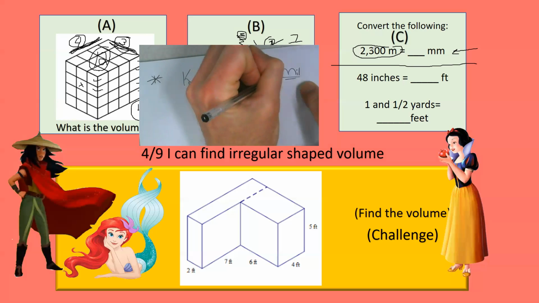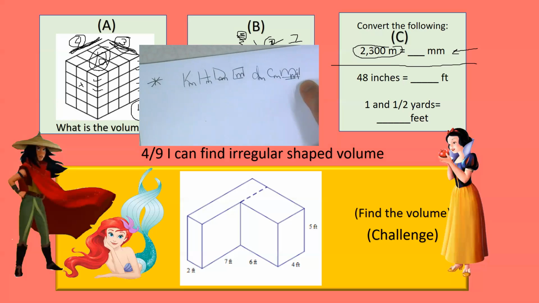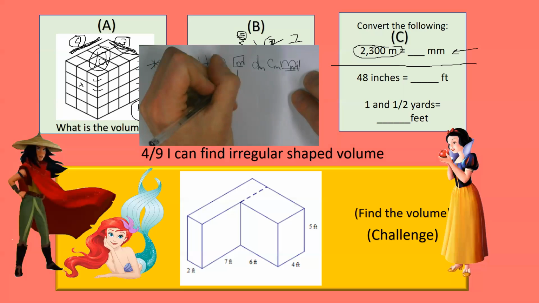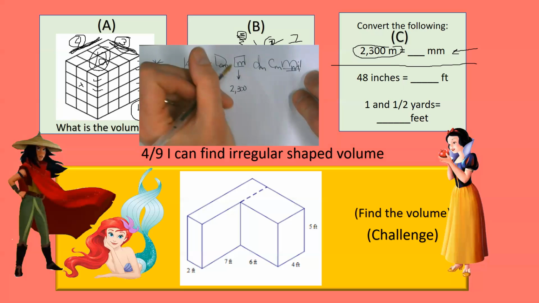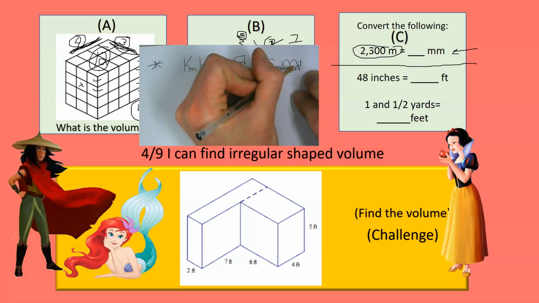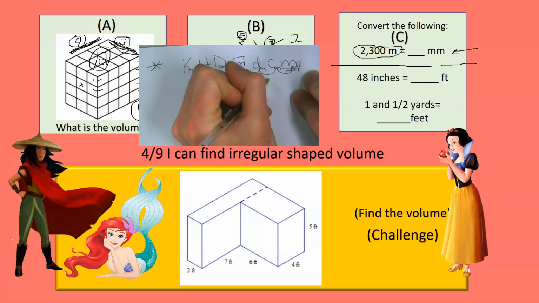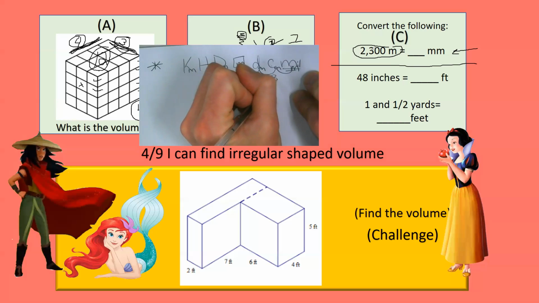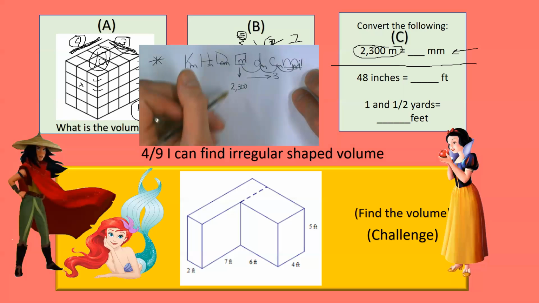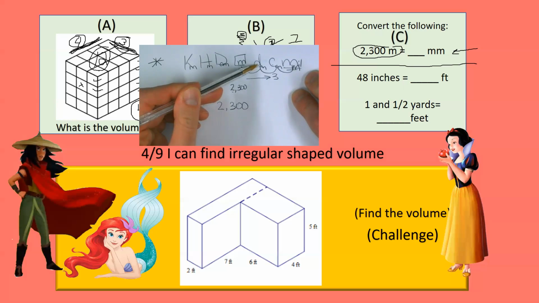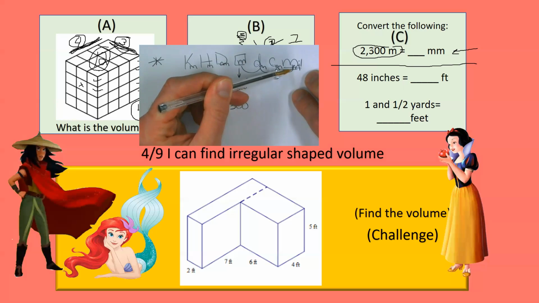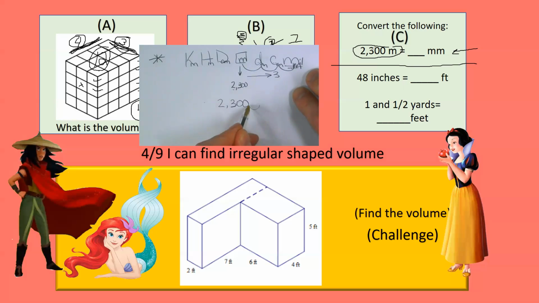So this would be MM over here. So we're starting right here with 2,300 of them, and we are going to move it 1, 2, 3 into millimeters. So we're moving right 3 spots. If this turned into decimeters, it would be 23,000. If this turned into centimeters, it would be 230,000.